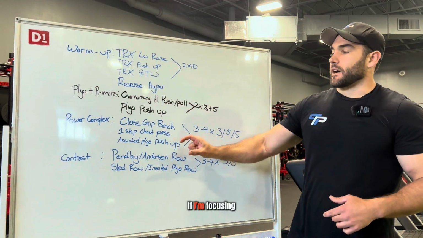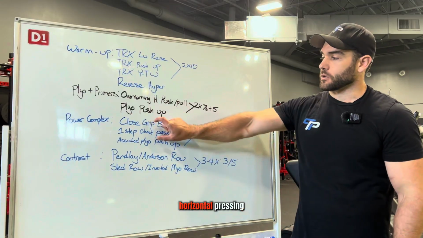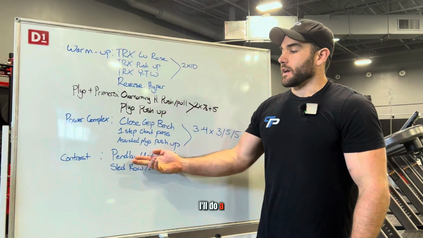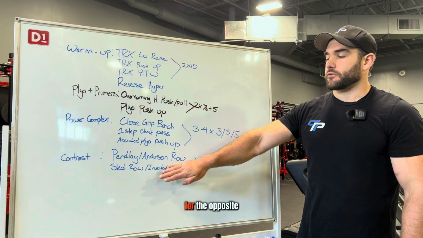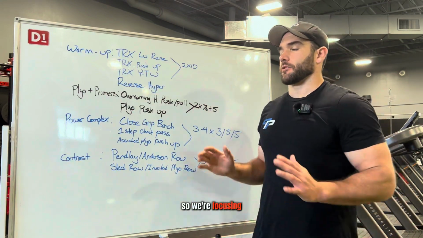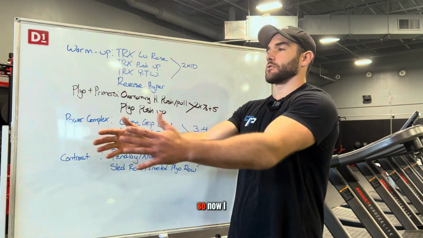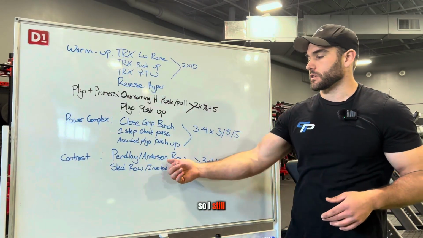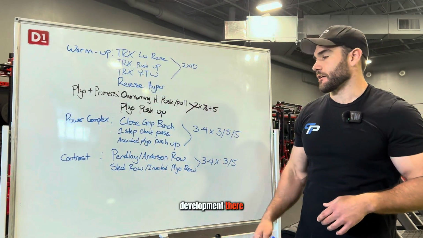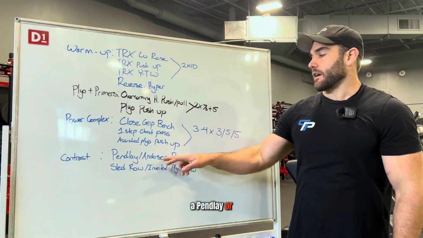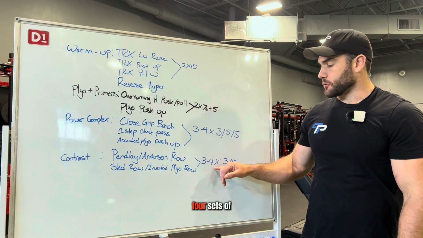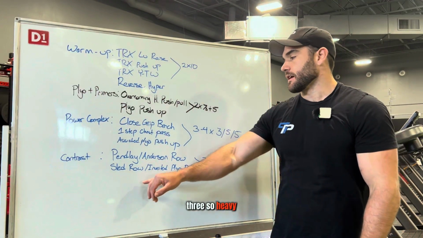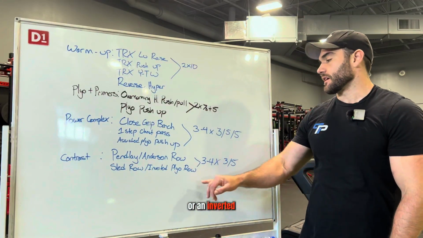Now, typically, if I'm focusing a majority on horizontal pressing, I'll do a contrast type version for the opposite movement pattern. So we're focusing on horizontal push. So now I want to contrast horizontal pull so I still get some strength and some power development there, which is going to be either a pendulum or Anderson row. 3 to 4 sets of 3, so heavy, and then we'll either do a sled row or an inverted plyo row.